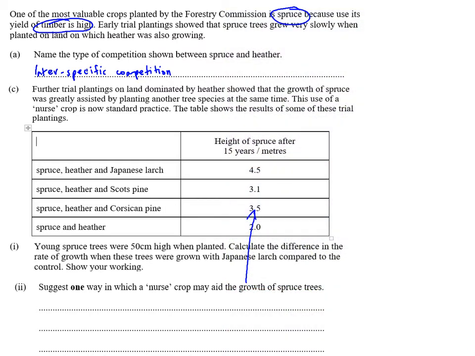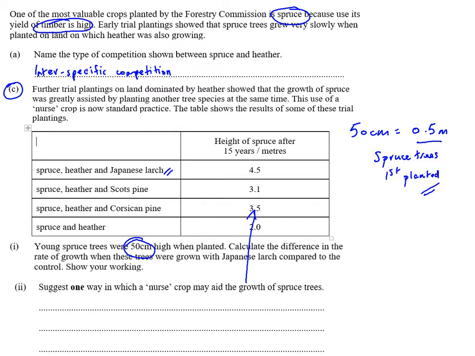So the next question, part C here. Further trial plantings on land dominated by heather showed that the growth of spruce trees was greatly assisted by planting another tree, and that was called Japanese larch. So that's the biggest growth here. Young spruce trees were 50 centimeters high when first planted. So 50 centimeters high is the same as saying 0.5 meters, and these are the spruce trees when first planted.